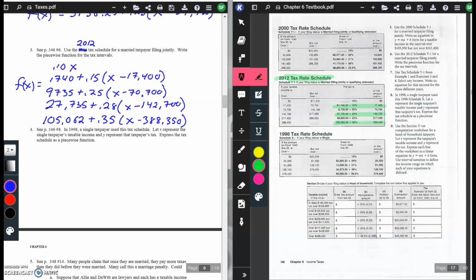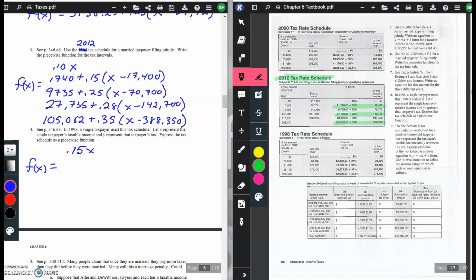Okay, so those are your equations for problem number 6 from your textbook. Problem number 4 refers to number 8 from the textbook. In 1998, you have your tax rate schedule over here. We're going to do the same kind of thing and set up our equations. Your first equation is 15% of any income to start off. So that's going to be 0.15x, 15% of your income.